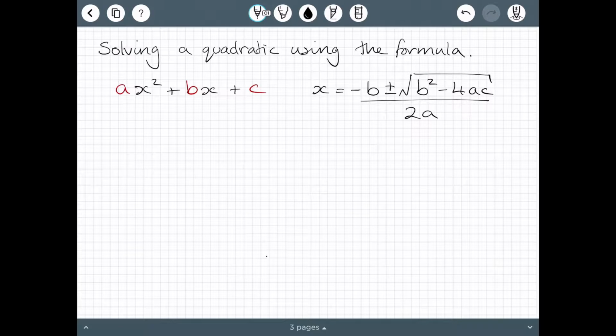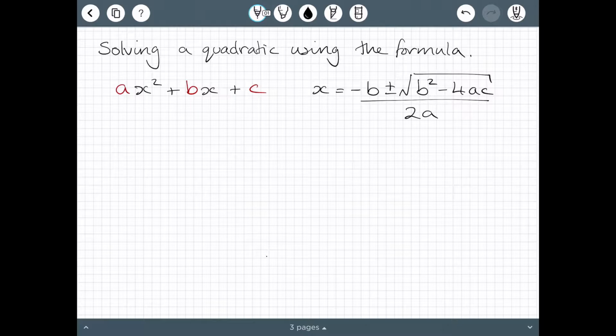Today we're going to use the quadratic formula to solve a quadratic. If you remember, all quadratics take the form ax squared plus bx plus c, where a is the coefficient of x squared, b is the coefficient of x, and c is the number on its own. It's fairly straightforward to solve this. To solve a quadratic, we just have to set things up correctly.